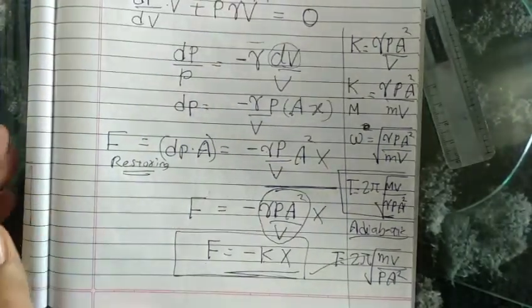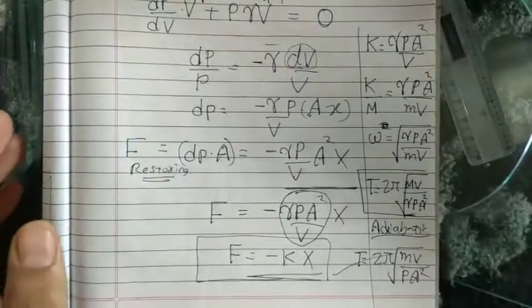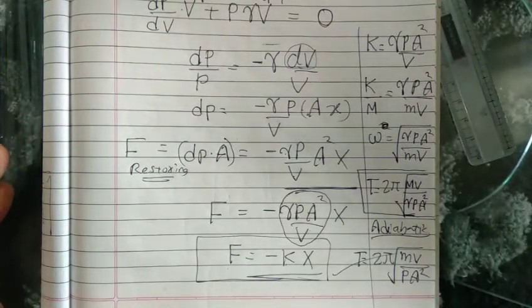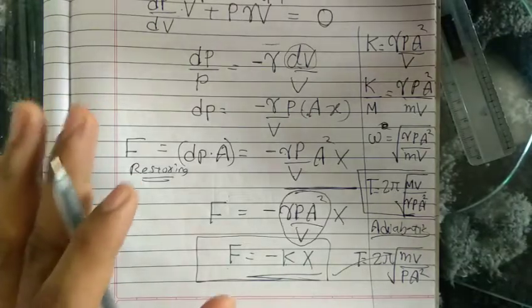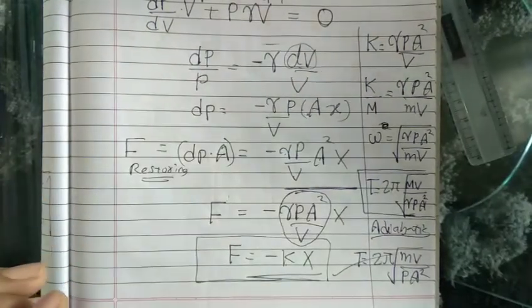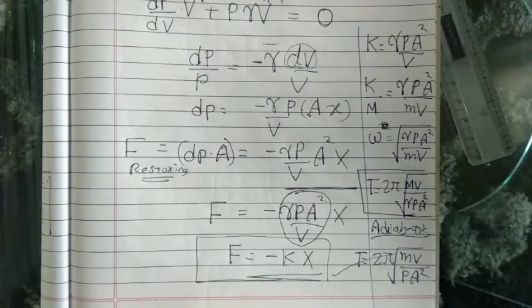So here we completed the different examples of oscillation. Still, if you have any doubt in oscillation, you can ask. But this much is sufficient from the NEET point of view at least. So this is all about oscillation. We'll meet in the next lecture.